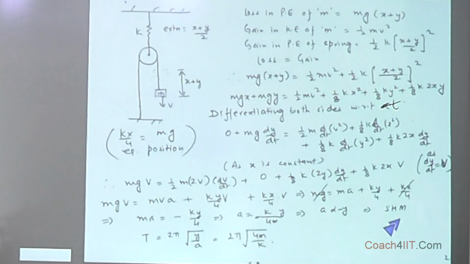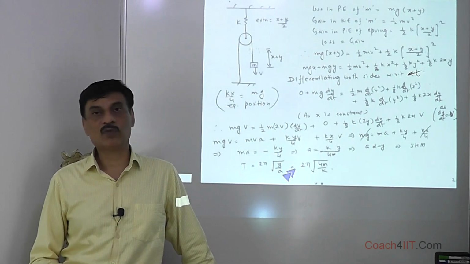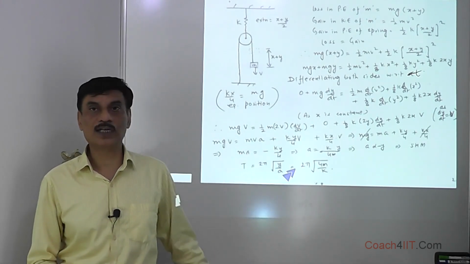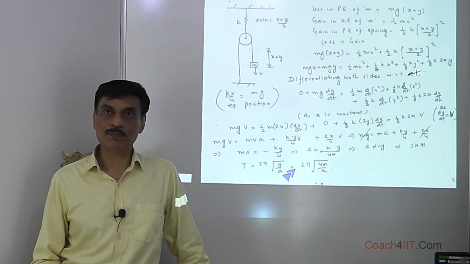and from there it is SHM, and after that it is the regular stuff we have been doing, that is T is equal to 2 pi under y by a, and T is equal to 2 pi root 4m by k. So this is how we can use the energy conservation method to find the time period or linear frequency. If we have to find the linear frequency, we can simply put it as 1 by T, and we can get the answer in cycles per second, hertz, or simply per second.